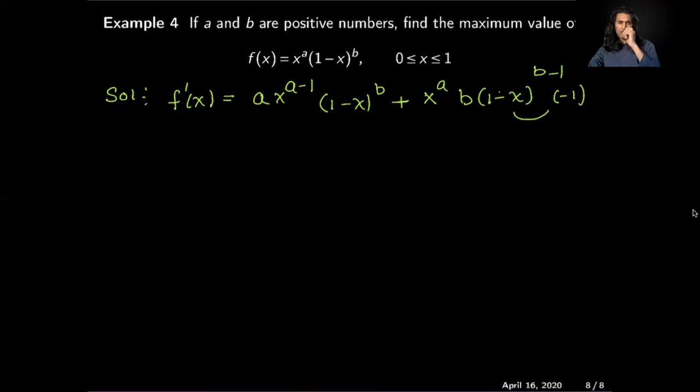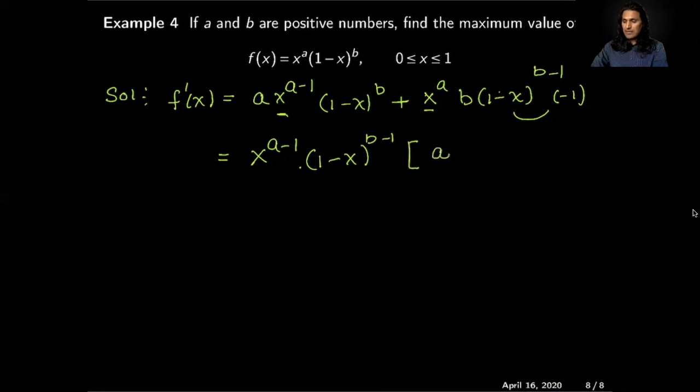Now I will pull out the smallest exponent. If it has a common factor, you can see x is common and 1 minus x is common, but I will only pull out the smallest degree. So x to the power a minus 1 and 1 minus x to the power b minus 1 I will pull out. Here will be left x a 1 minus x, and here it will be left only b and x to the power 1.